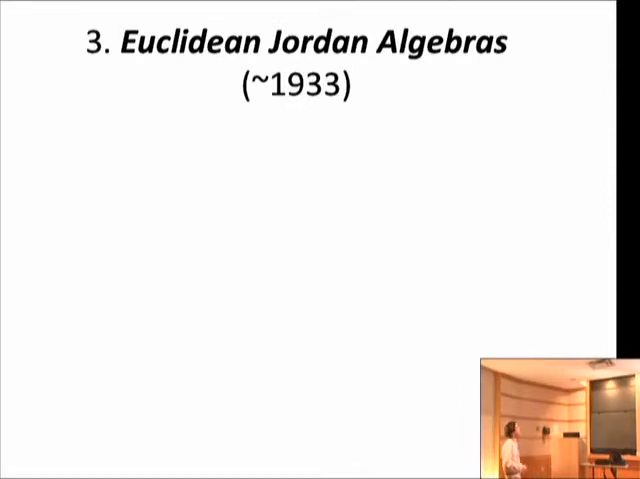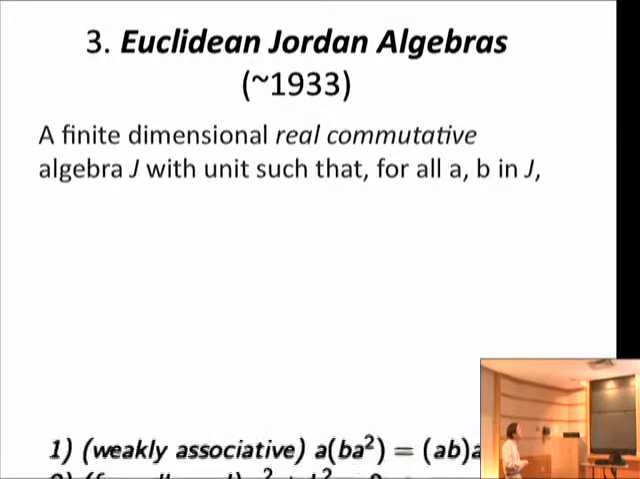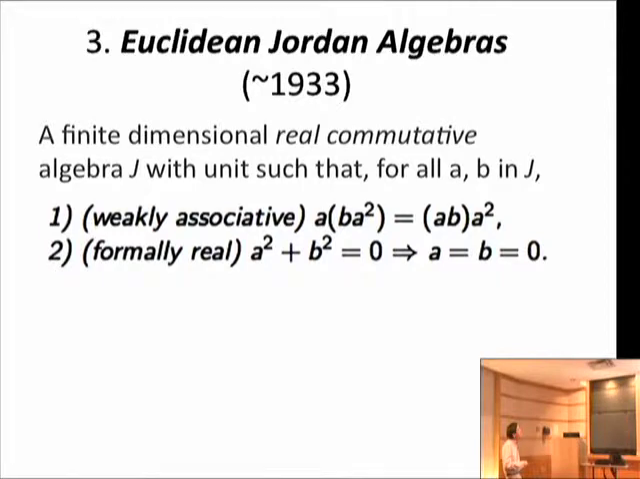Now, let's talk about the Euclidean Jordan algebra. First of all, it is finite dimensional. We are only interested in the finite dimensional ones. It's a finite dimensional real algebra, and it's commutative, and with a unit, such that the following two conditions are satisfied.